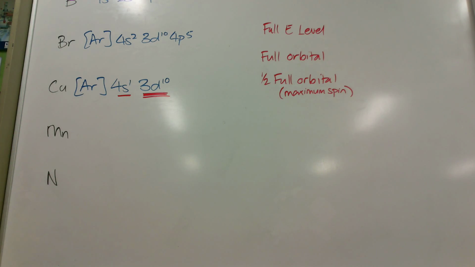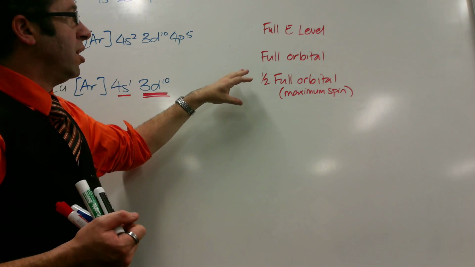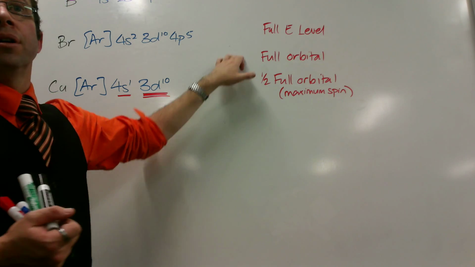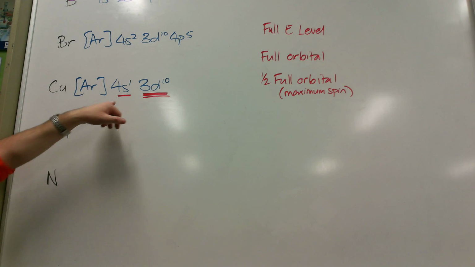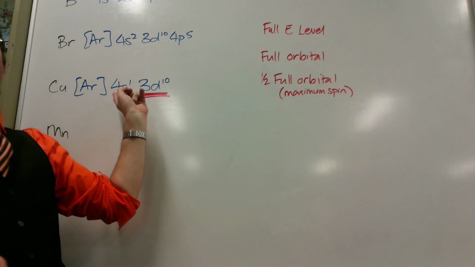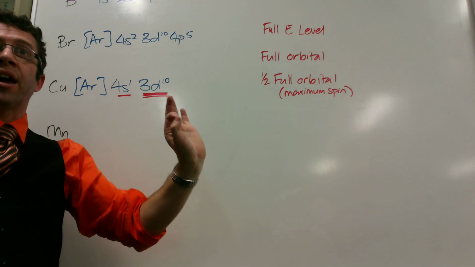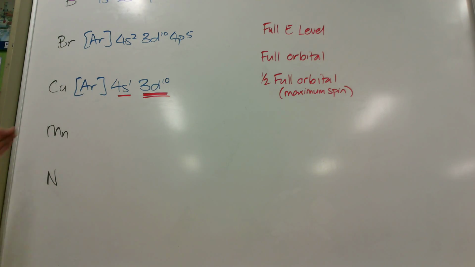So your priority would be try and get a full E level, but if you can't get that, get a full orbital. Yeah, and so long as it's not at the sacrifice of having one of these 2. Okay. Copper's not sacrificing it because we still have that. We've lost the full orbital, the 4s2, but we've still got that, so it's okay. But if we fully sacrifice that orbital, we're not allowed to do it.